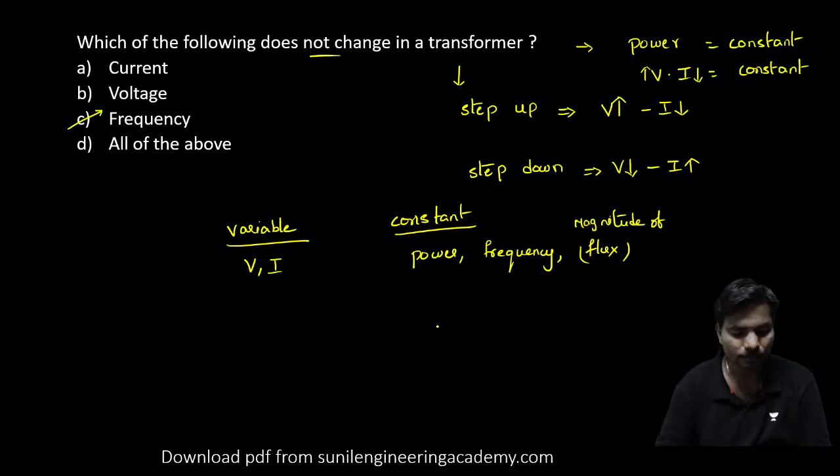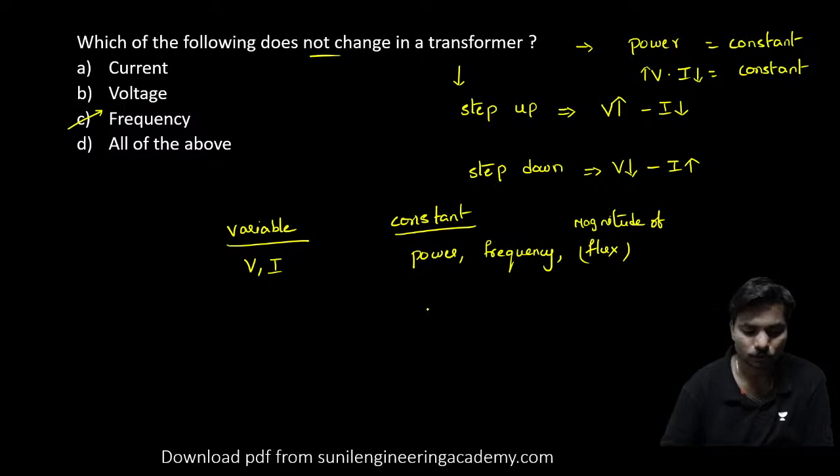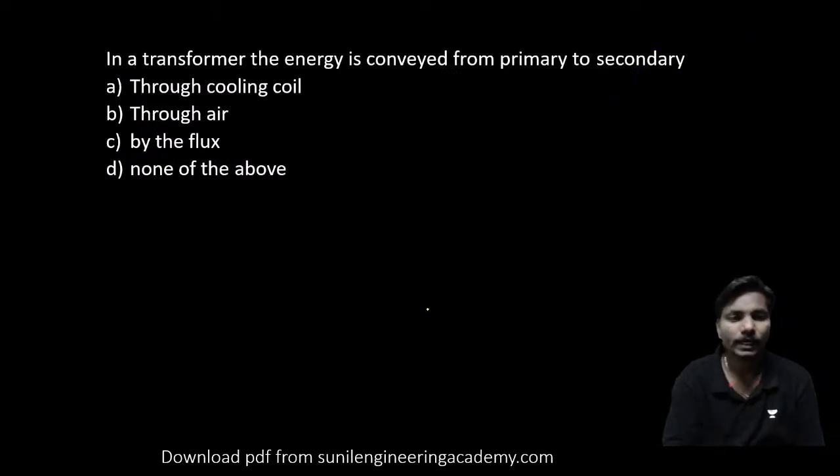All of you clear? Coming to the next question. In a transformer, the energy is conveyed from primary to secondary through cooling oil, through air, by the flux, or none of the above.